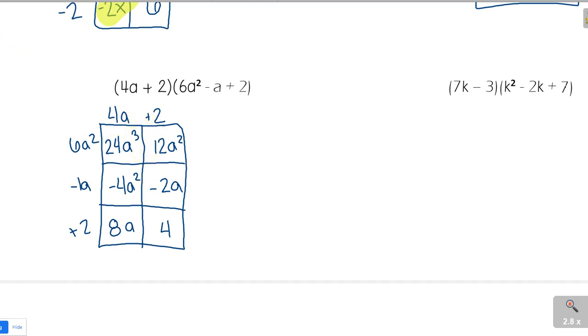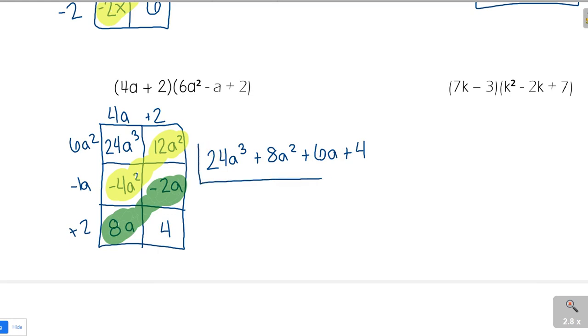Now, combine your like terms. We have an a squared and an a squared. So 12a squared minus 4a squared. So we have 24, a to the third. 12 minus 4 is a positive 8. And then we have negative 2a plus 8a. So 8 minus 2 is 6. So plus 6a. And then plus 4. And there you go.